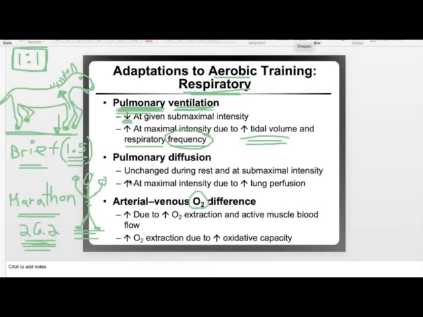Pulmonary diffusion is the diffusion of oxygen, oxygenated blood with non-oxygenated blood. And that diffusion across the alveoli into my blood vessels is going to depend on the difference in pressure of oxygen in my blood compared to oxygen in the air that I breathe in. So there's going to be better pulmonary diffusion.